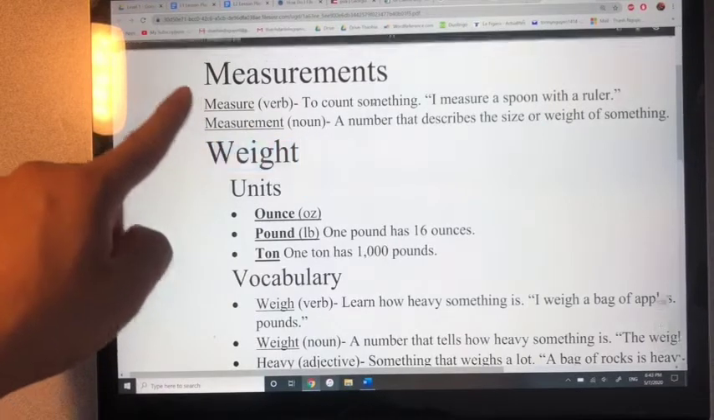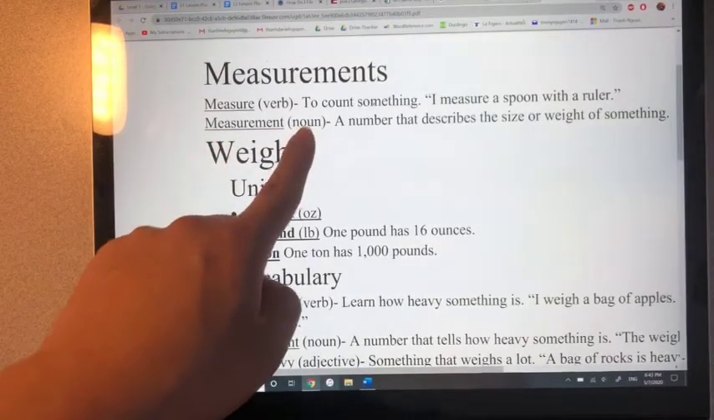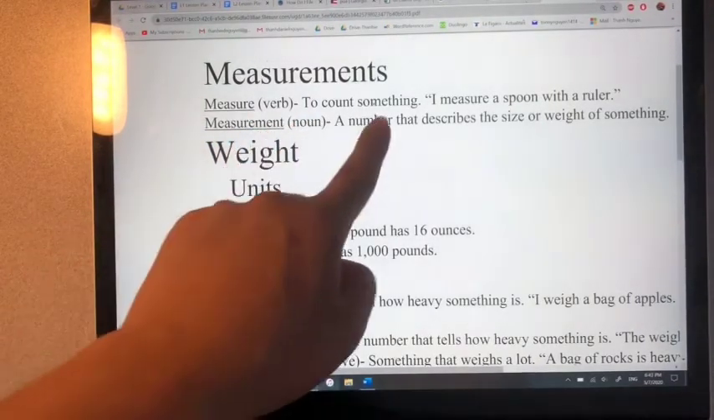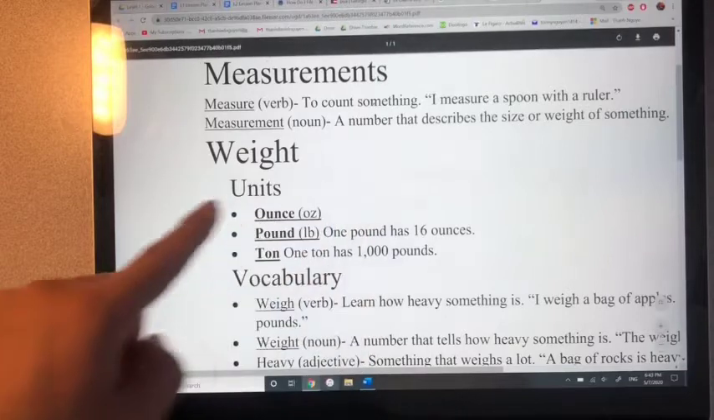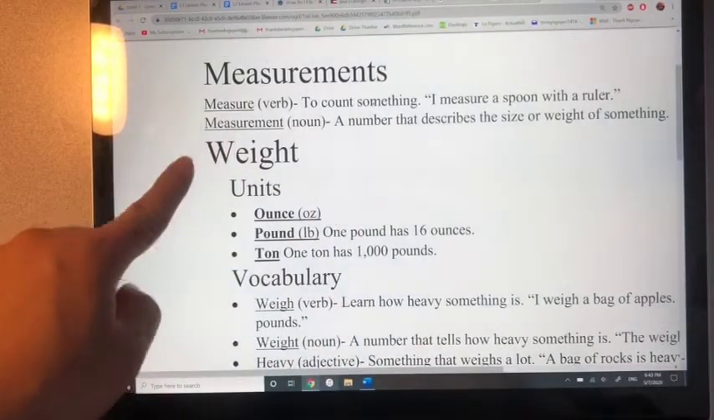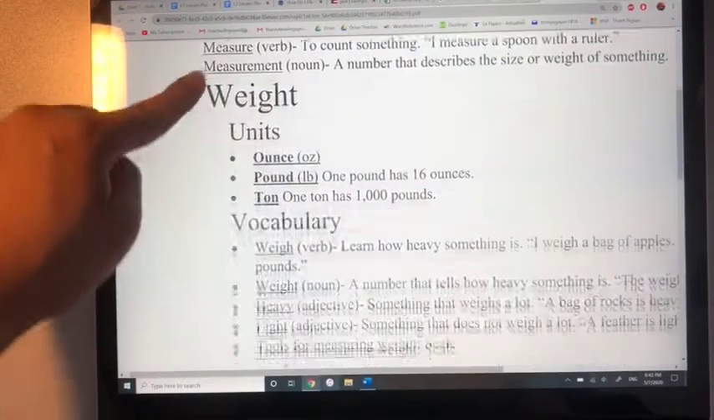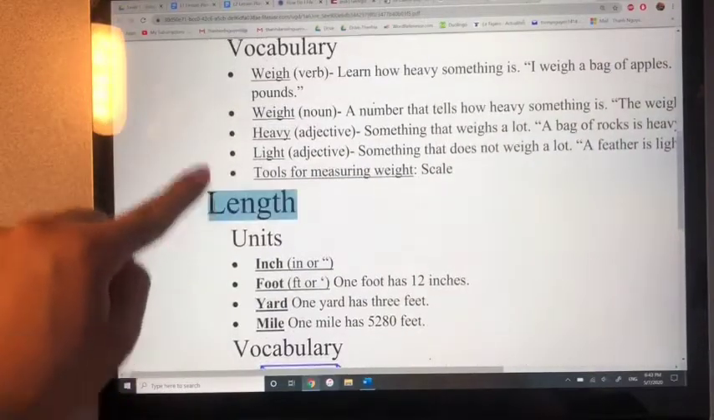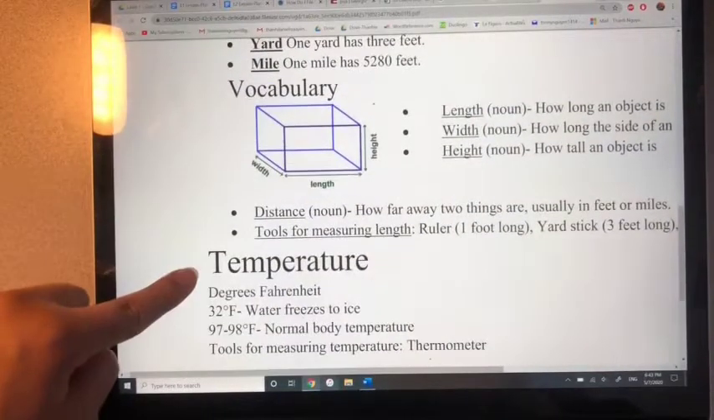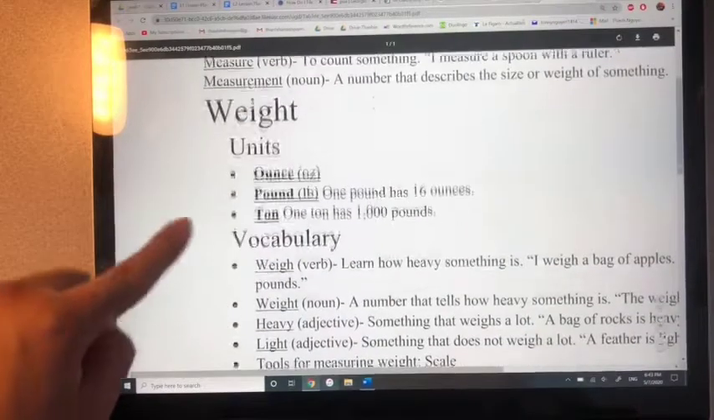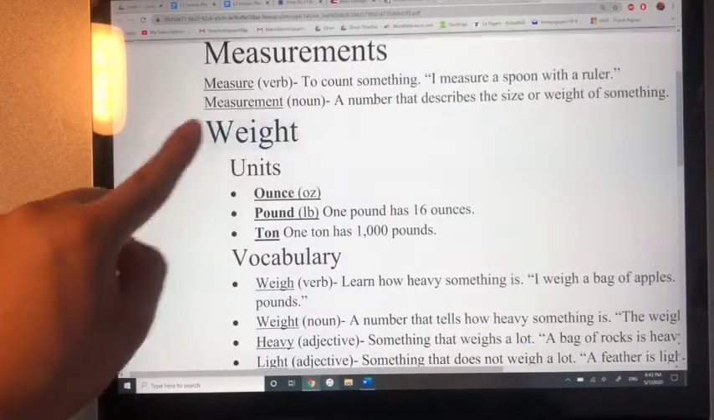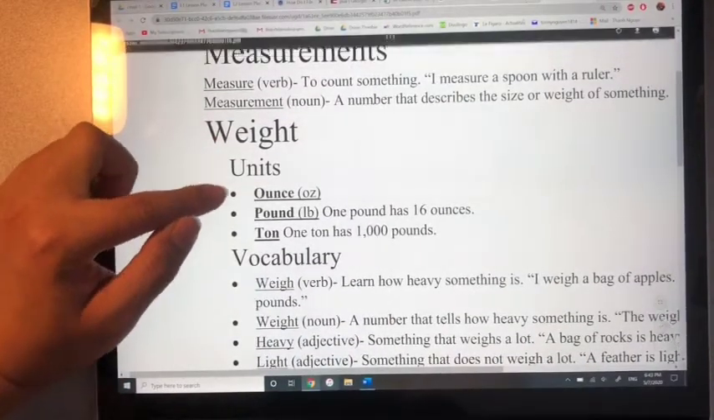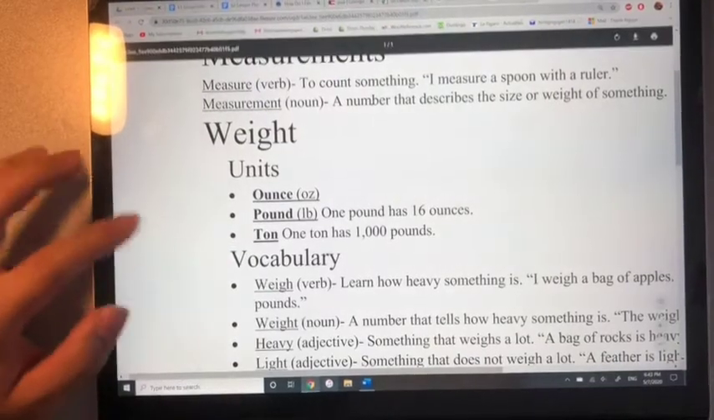Measurement is a noun, it's a thing. The measurement is always a number that goes with a unit. So it could be a measurement of weight, it can be a measurement of length, or it can be a measurement of temperature. So let's start with weight. The units for weight are ounce, pound, and ton.